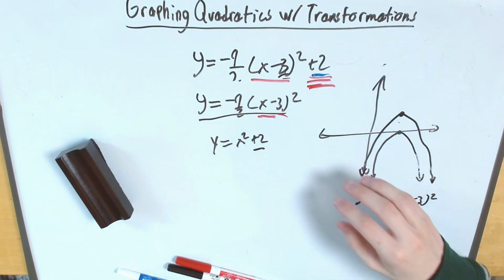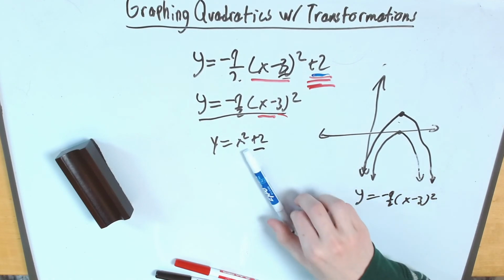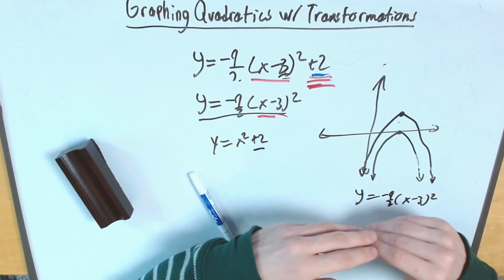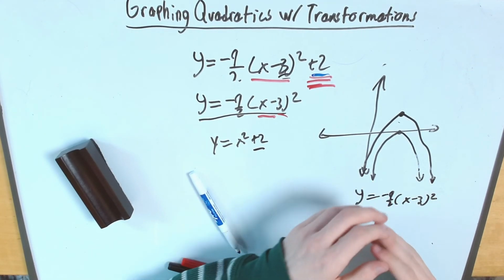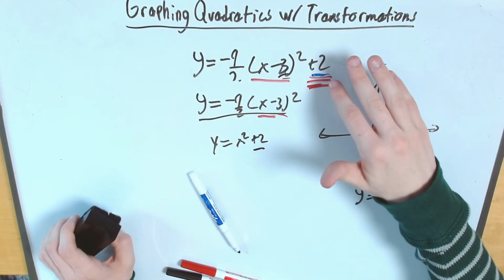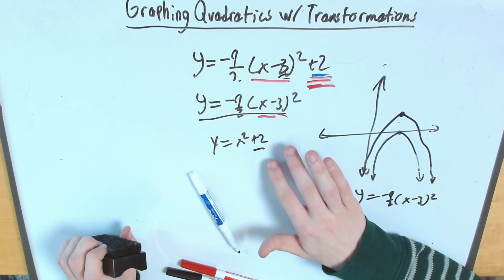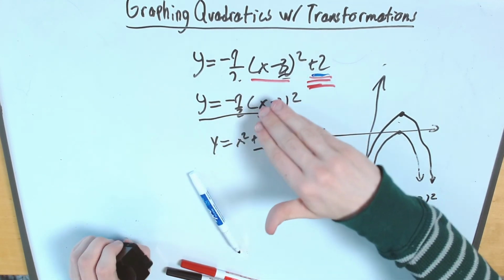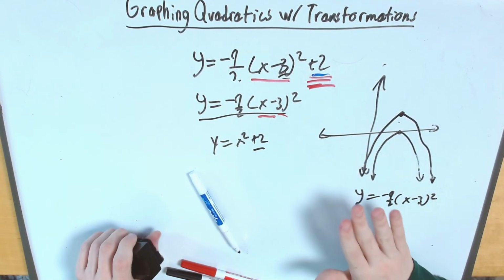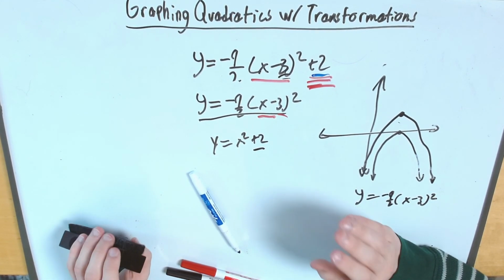And finally, if the absolute value of this whole thing is less than 1, it's going to be less steep. If the absolute value is greater than 1, it's going to be more steep. It's going to be sharper. And those are all the transformations. Just take your function, start with y equals x squared, and progressively add parts of your function into there, and you're guaranteed to get the graph of your quadratic. That is how you graph quadratics with transformations.